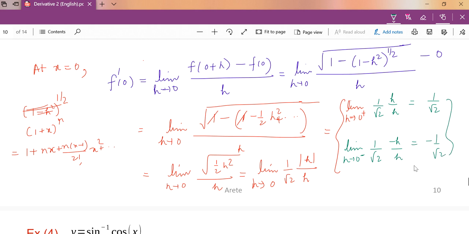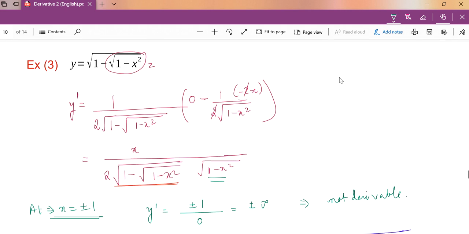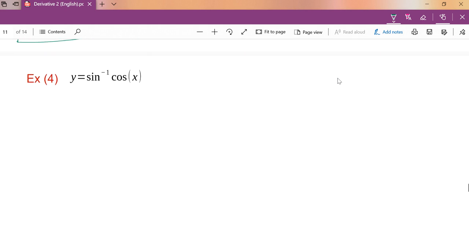Clearly these two are not the same, right? So the limit doesn't exist at 0, right? Not derivable. So what all points did you get? 0, it's not derivable, we just saw, and even plus and minus 1 we saw, it's not derivable. Just check if you understood. You can quickly brush through again if you want. So this is how we try to solve some problems.